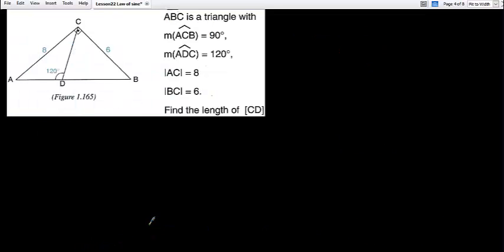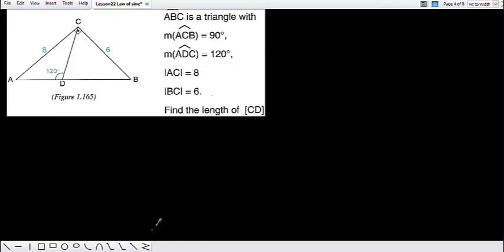Okay, here we have a different type of example. Firstly, I need to show this one to you. In this question, they are asking to find the length of CD, but CD is not part of the triangle where one angle is given. The angle opposite CD is this one, and we don't know its sine, so we need to find that one first.